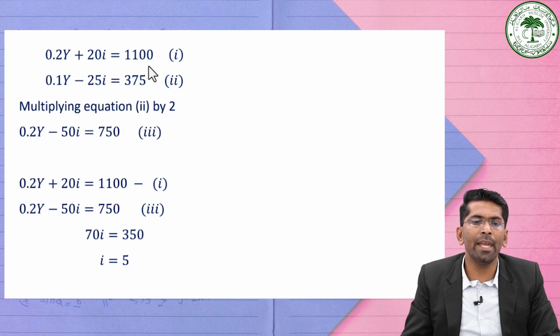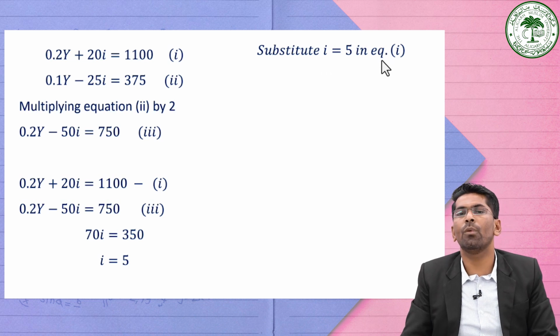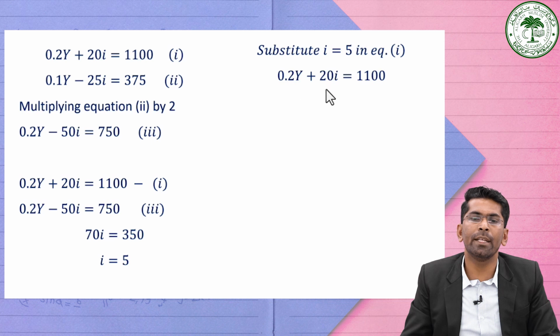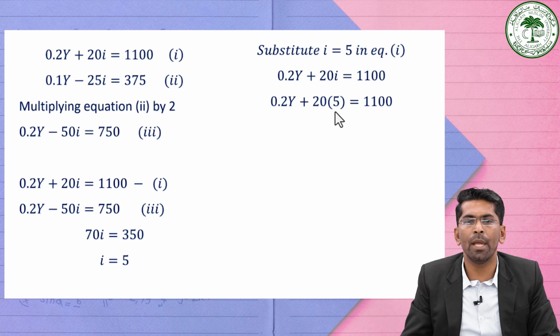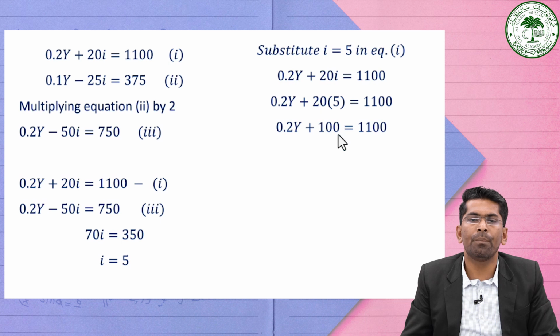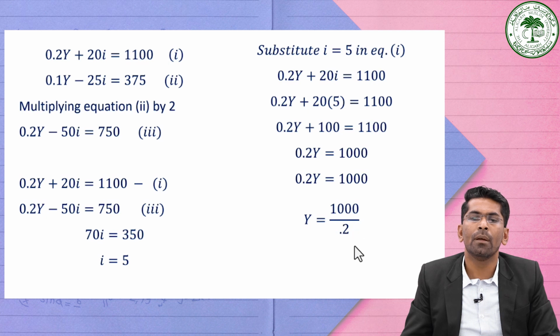Now we can substitute I is equal to 5 in any one of the equations. So we are substituting here I is equal to 5 in equation number 1. See, equation number 1 is given, that is 0.2y plus 20I, which is equal to 1100. So substituting I is equal to 5, the equation will become 0.2y plus 20 into 5, which is equal to 1100. So 0.2y plus 100 is equal to 1100. If you simplify it, then 0.2y is equal to 1000. Then dividing both sides of the equation by 0.2, y is equal to 1000 divided by 0.2, which is equal to 5000.